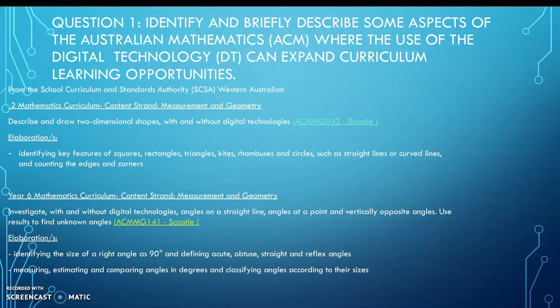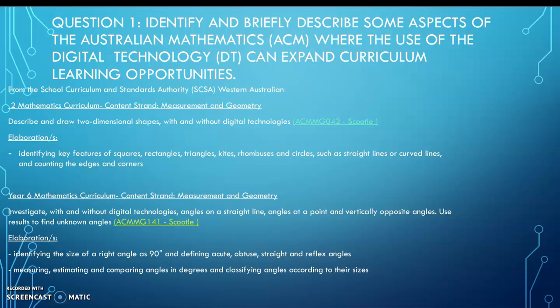I got both of these content descriptors from the School Curriculum and Standards Authority, SCASA, under the Western Australian section. I have chosen one from the Year 2 curriculum and the Year 6 curriculum. The one from the Year 2 curriculum says, describe and draw two-dimensional shapes with and without digital technologies. The elaboration states, identifying key features of squares, rectangles, triangles, kites, rhombuses and circles, such as straight lines or curved lines, and counting the edges and corners.